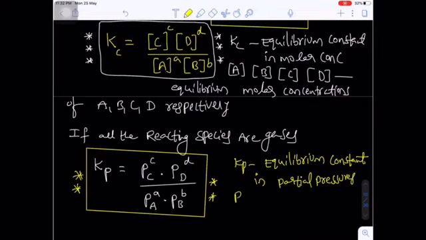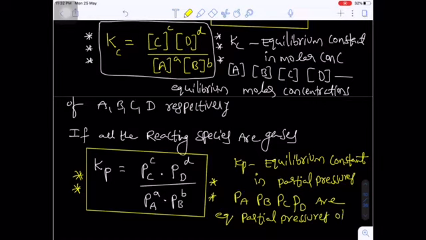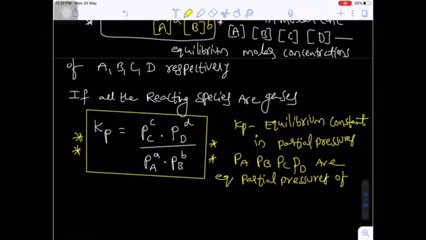Okay, now Pa, Pb, Pc and Pd are equilibrium partial pressures of A, B, C, D species. Are you getting my point?